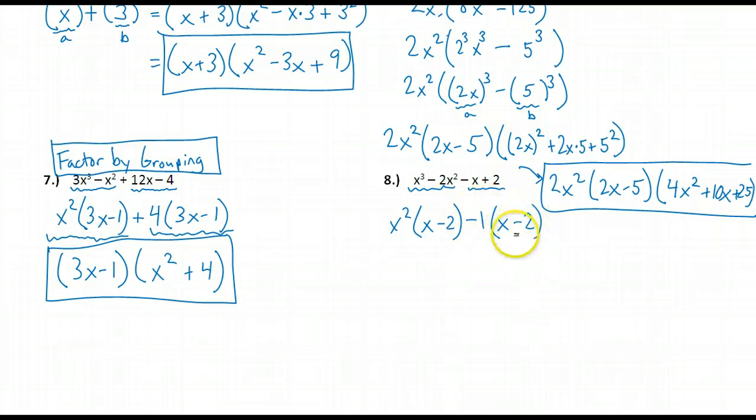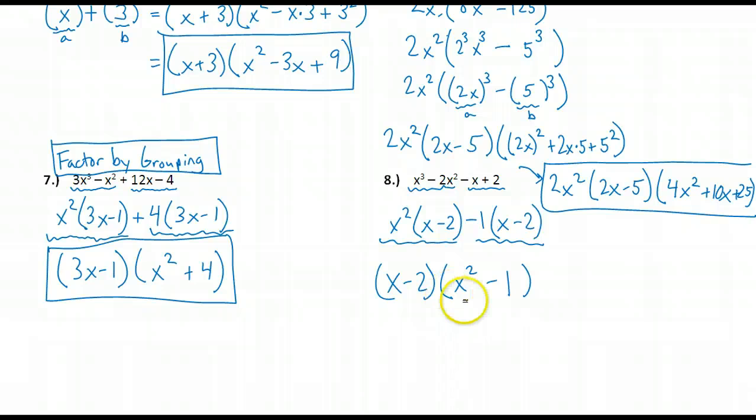This looks a little weird, but if I distribute, negative 1 times x is negative x, and negative 1 times negative 2 is positive 2. So these two expressions are equivalent to each other. I have to factor out a negative 1 here so that when I factor by grouping a second time, I have a common term. So I'm going to factor out x minus 2. If I factor an x minus 2 out, I'm left with x squared minus 1.